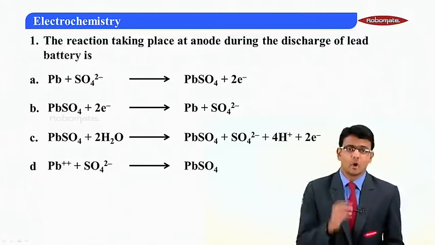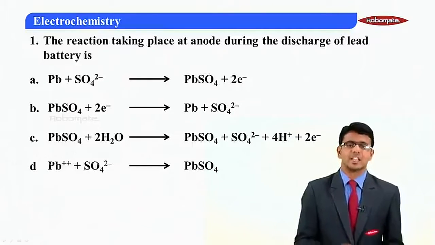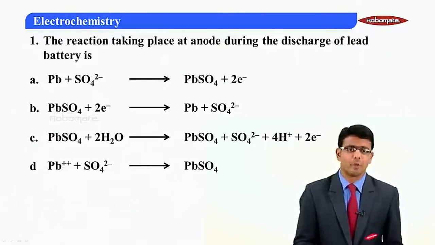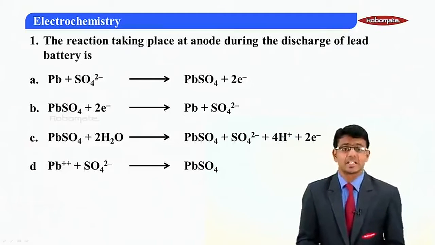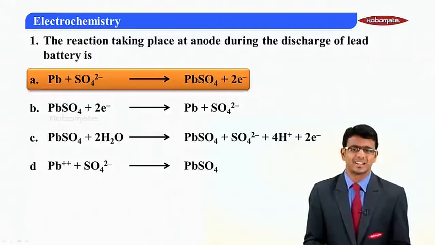We know that during discharging, lead actually gets oxidized to lead ions, and these lead ions will combine with sulfate ions to form PbSO4, right? Hence we can say that the answer for this particular question is option A, right?